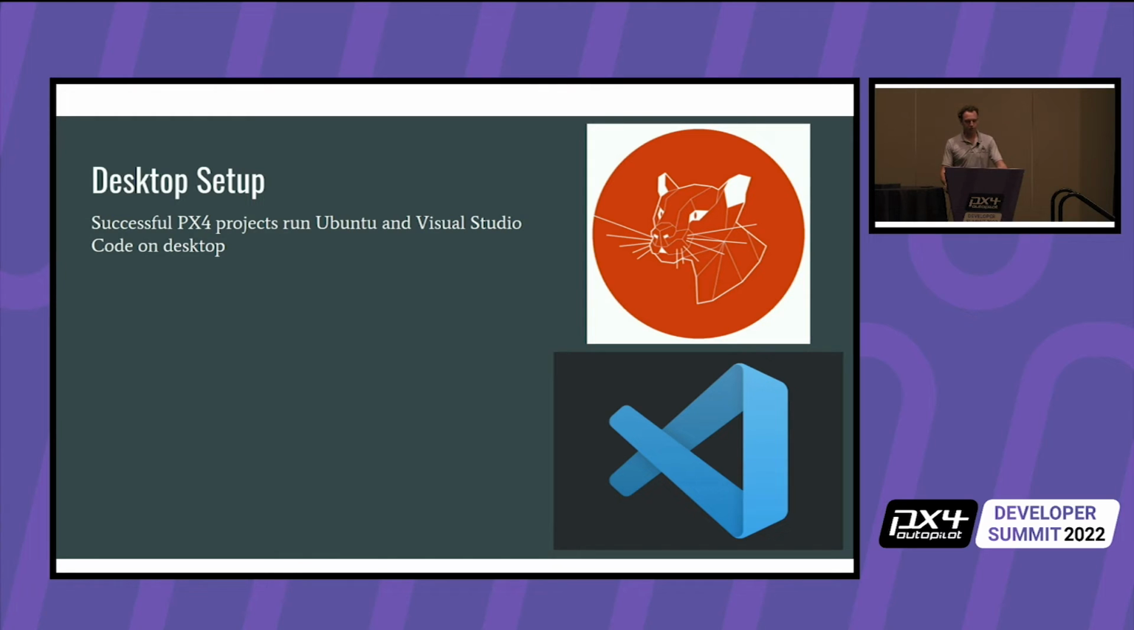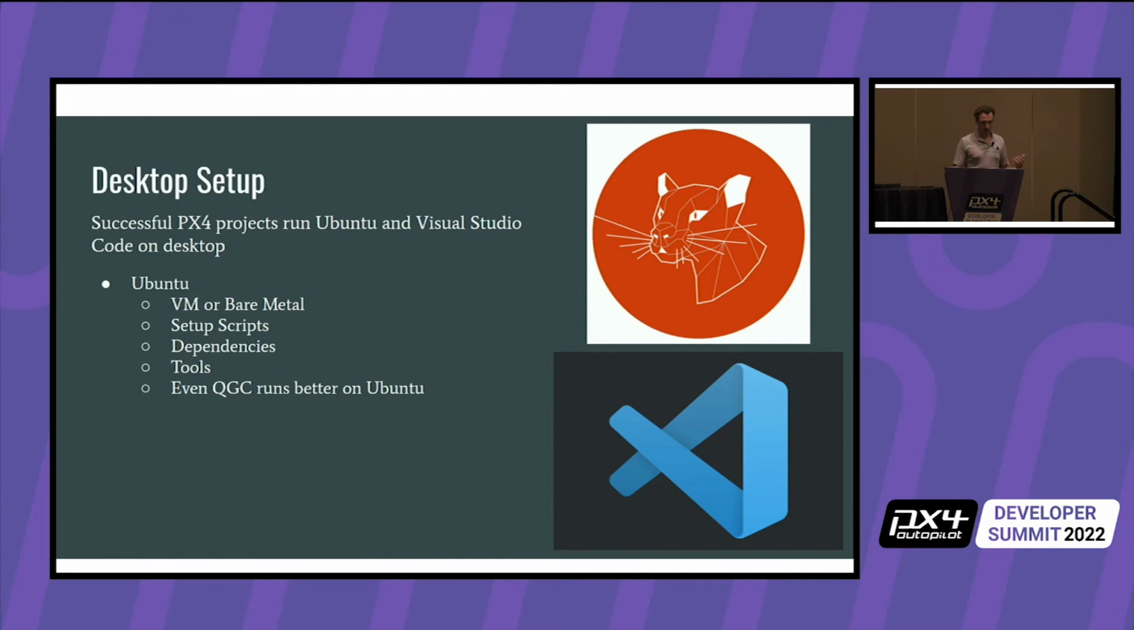Desktop setup. Successful PX4 projects run Ubuntu and Visual Studio Code on desktop. I don't know, some of these companies, we're married to Windows, but we can't run virtual machines. It's all right, but your development time is going to take a little bit longer. Ubuntu, we're all engineers here. We know what it's like to set up these environments on our machines. Whether you're using a VM or bare metal, you want Ubuntu on there. I think it's 20.04. It works like a charm. There are setup scripts, and it handles dependencies well.